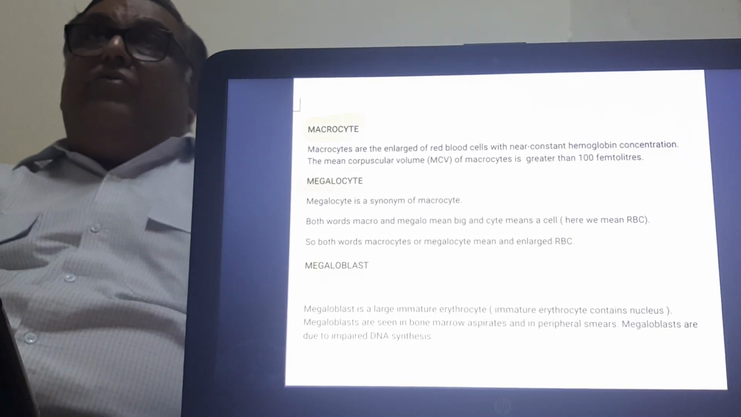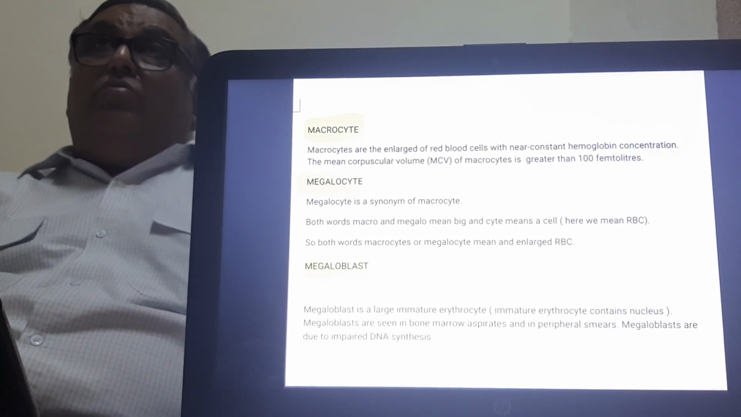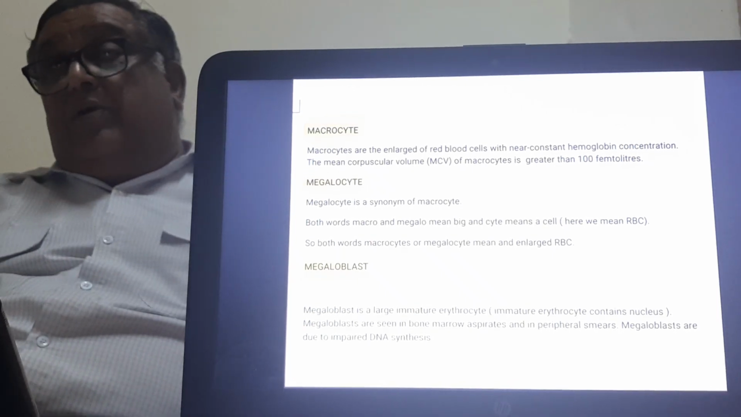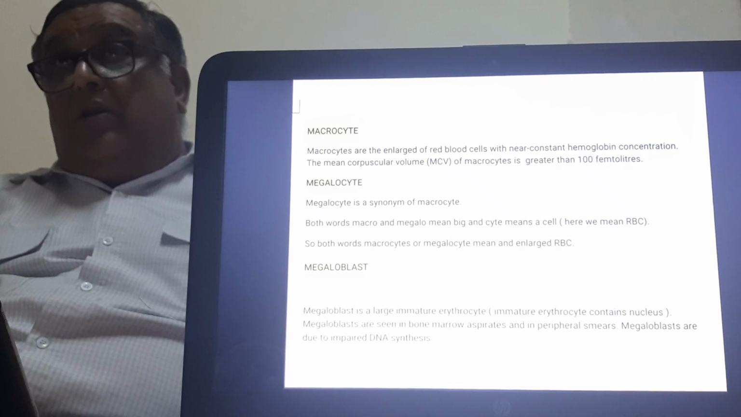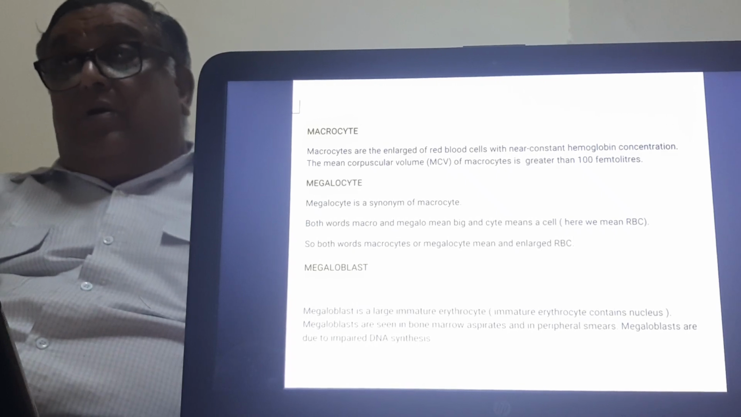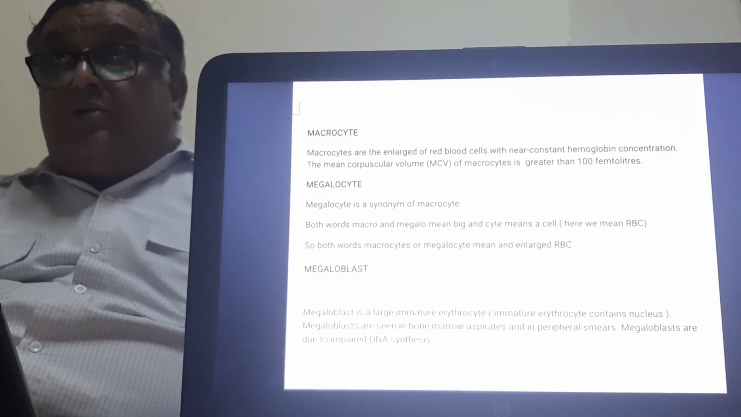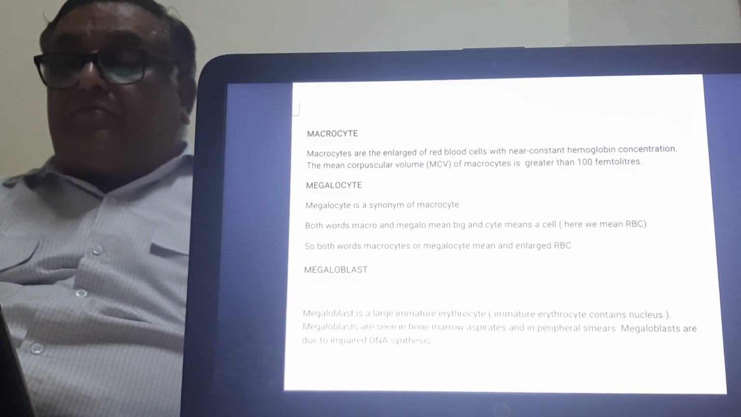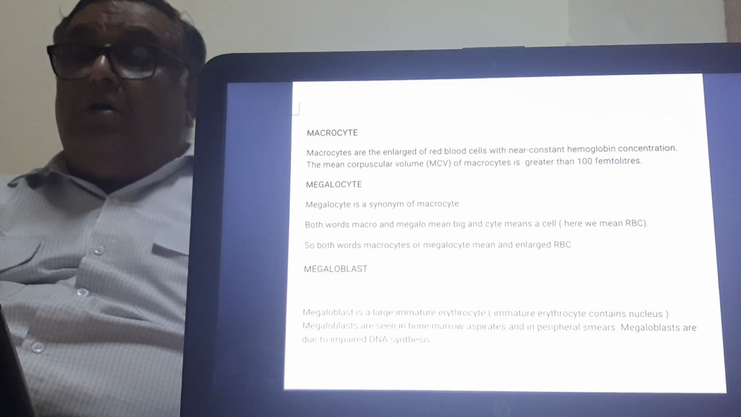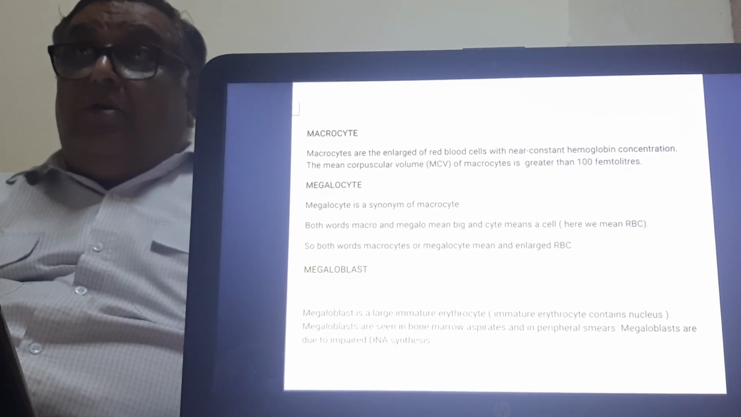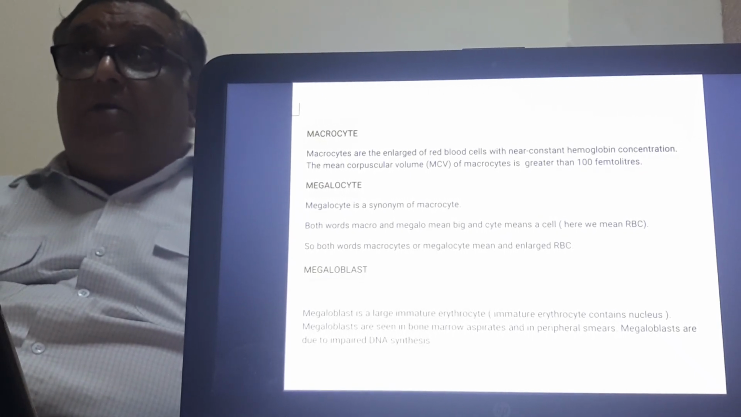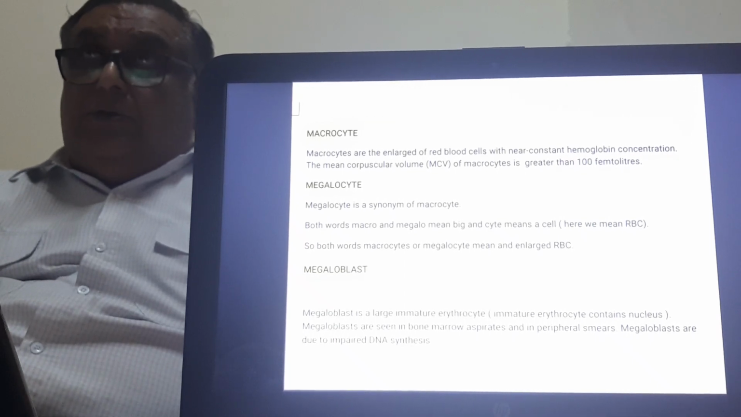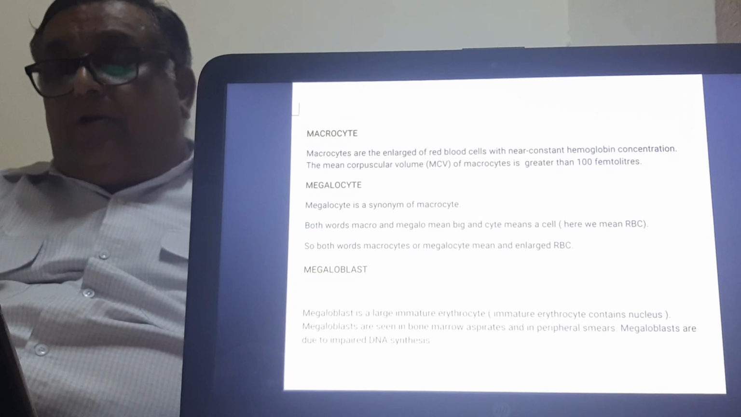Now, as we know, for DNA we require two main vitamins, and these two vitamins are the main cause of macrocytic anemia. These are vitamin B12, which is also called cobalamin, and the other one is folate, which is a derivative of folic acid. It's a conjugate base of folic acid.